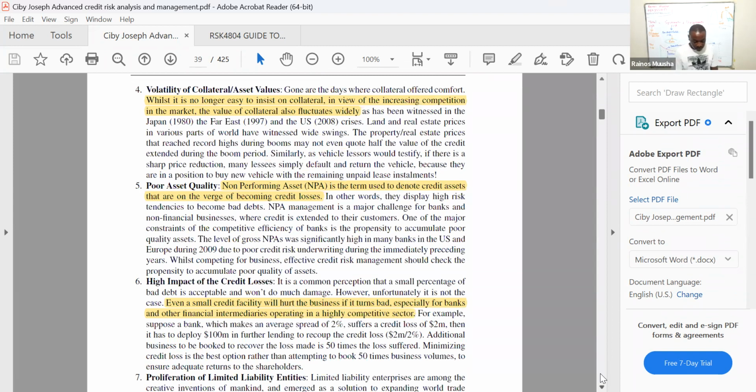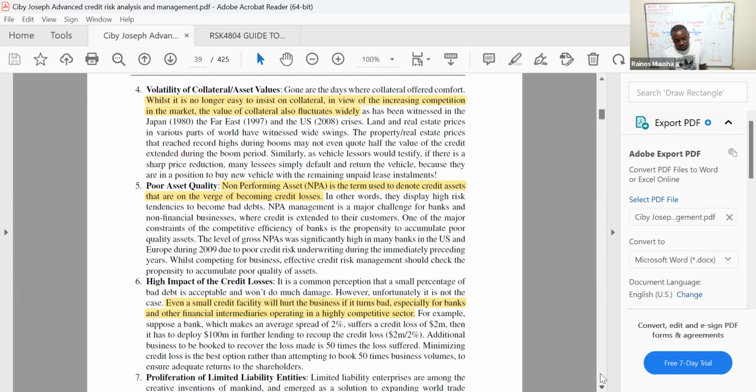The fourth reason is the issue of volatility of collateral or asset values. And here they say, gone are the days when collateral offered comfort. While it is no longer easy to insist on collateral, in view of the increasing competition in the market, the value of collateral also fluctuates widely, especially where you are using financial assets as collateral.